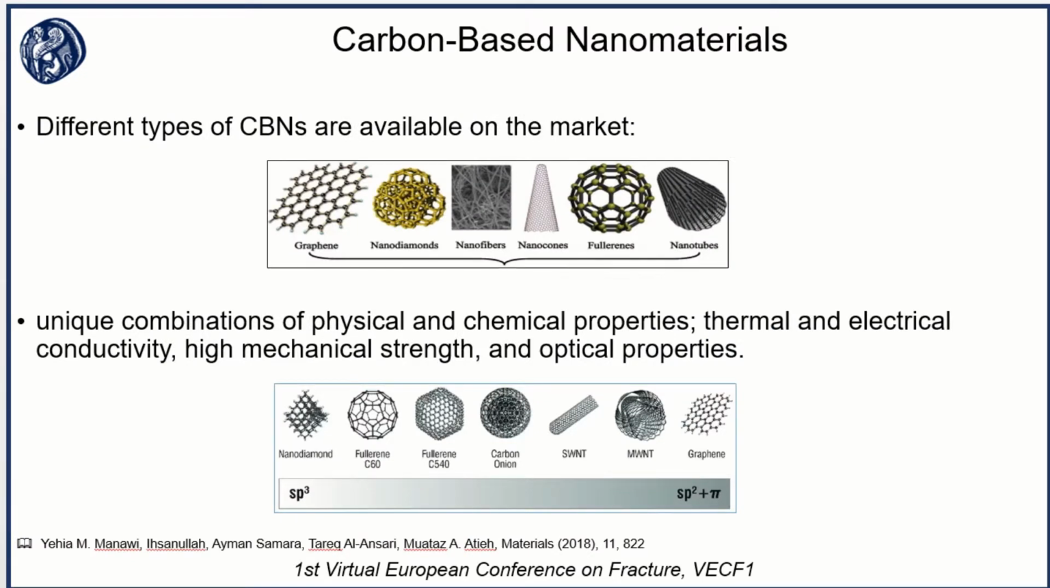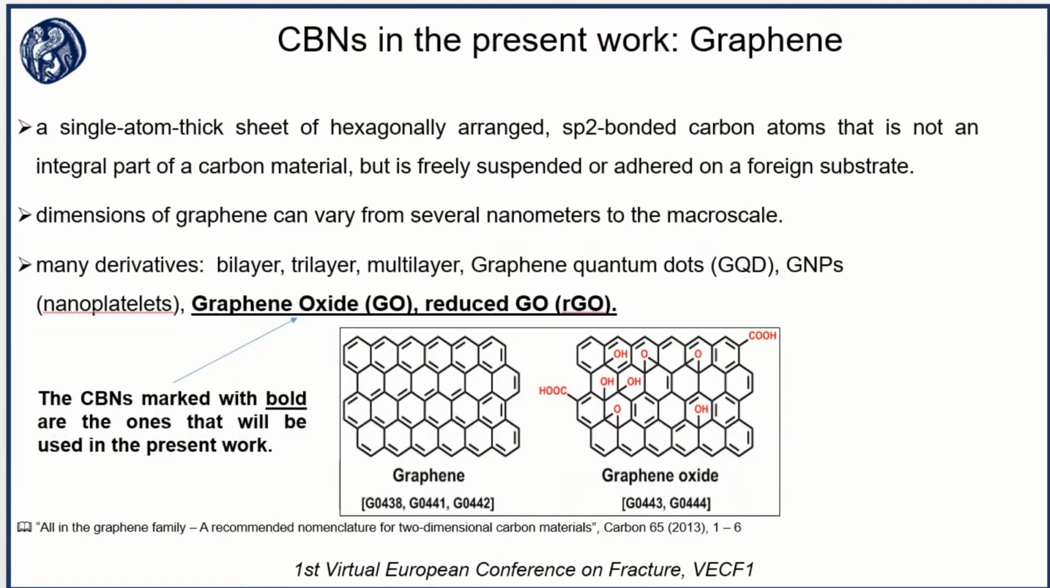In order to produce composite materials with advanced physical properties, we exploit nanomaterials. There are different types of carbon-based nanomaterials available on the market, such as graphene and nanotubes, with a unique combination of physical and chemical properties, thermal and electrical conductivity, high mechanical strength, and optical properties. Out of the different carbon-based nanomaterials, we chose graphene for the present work.